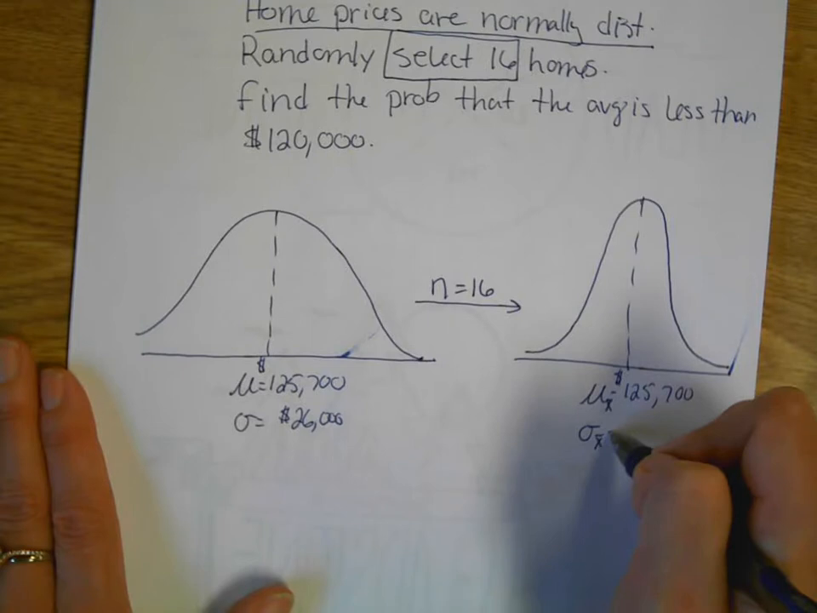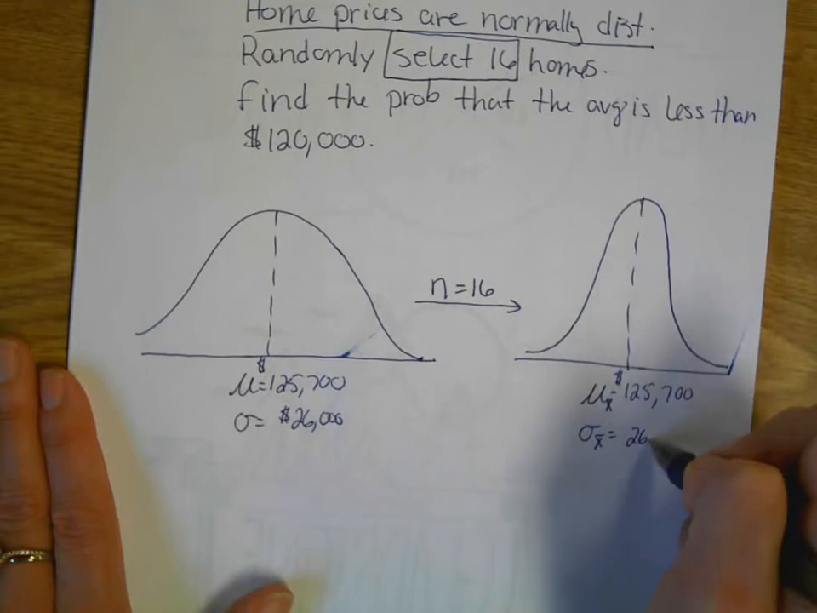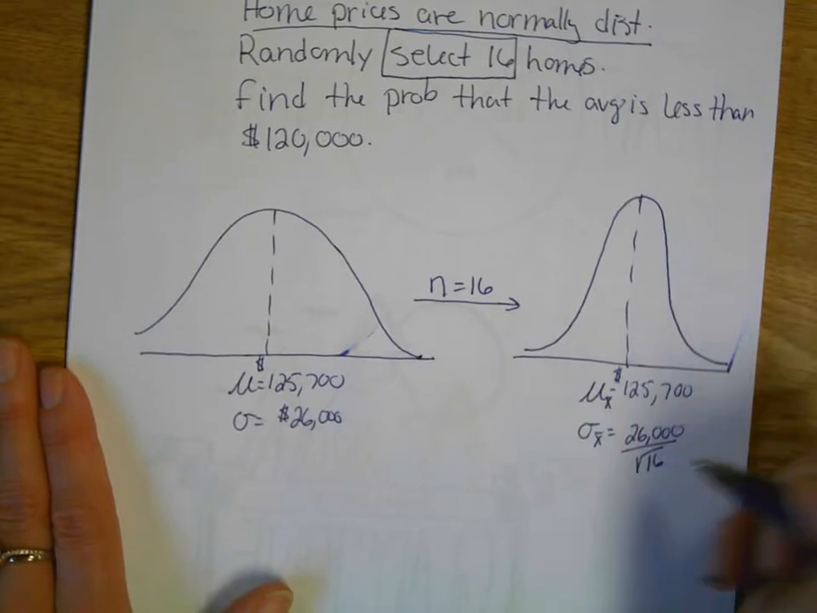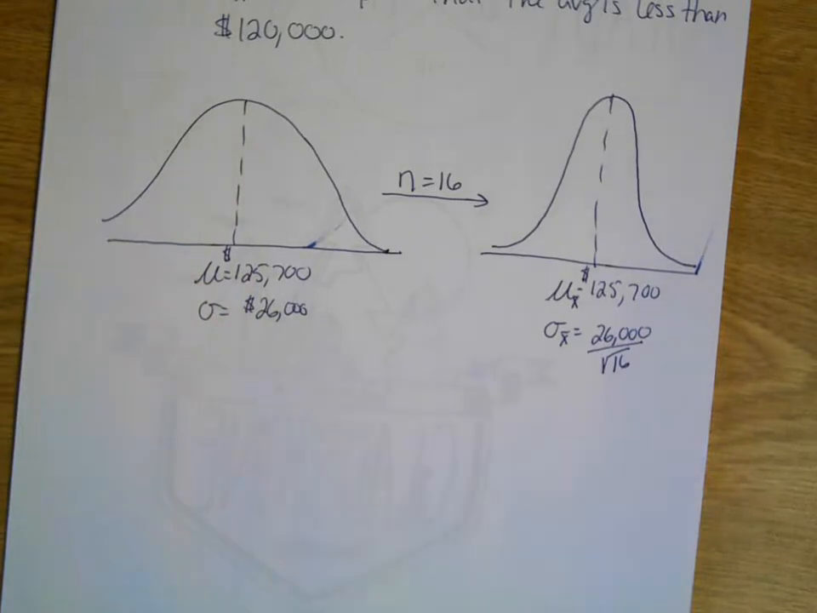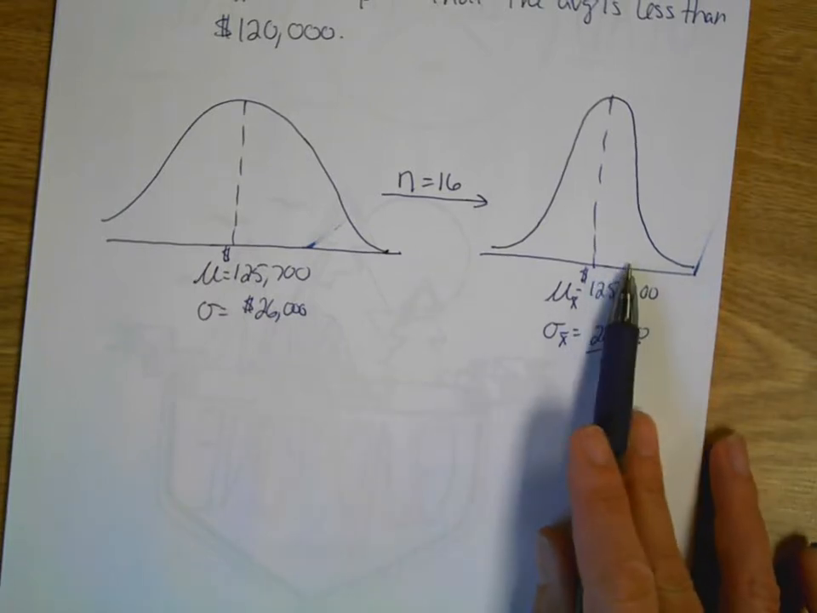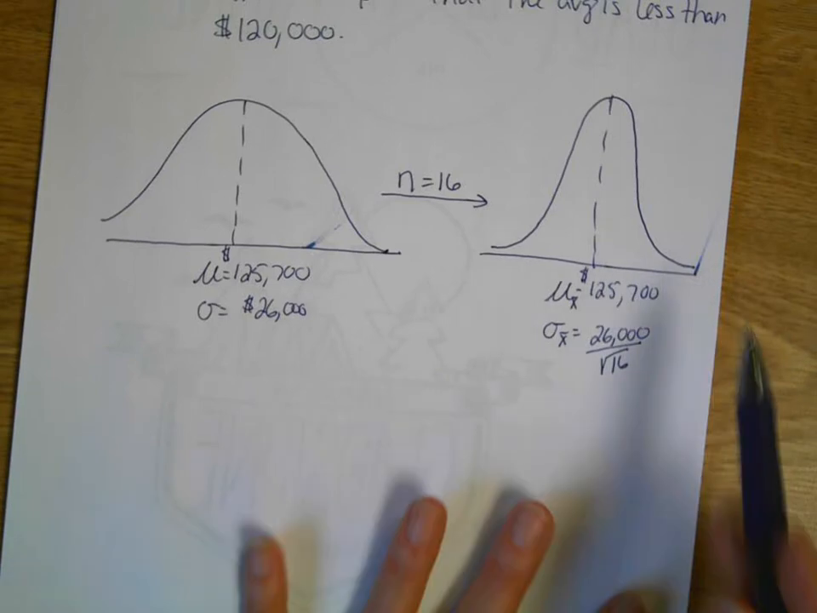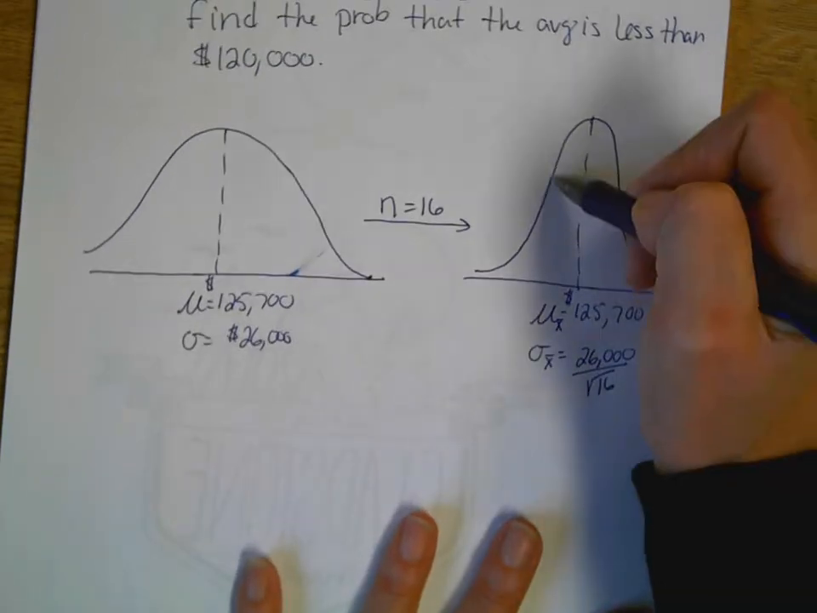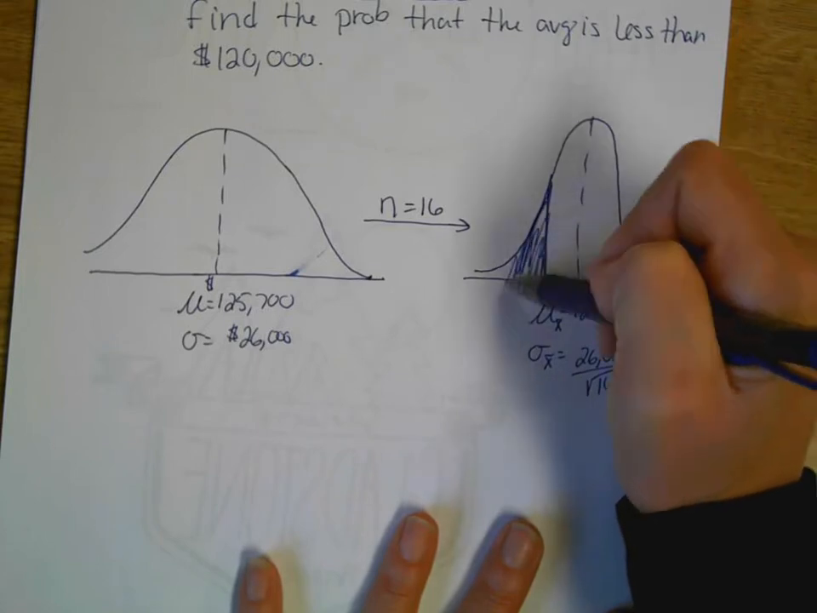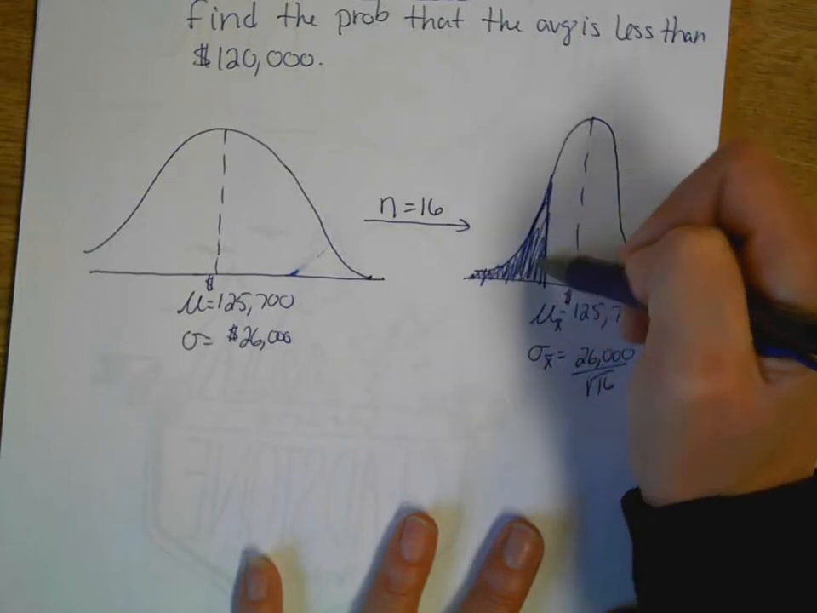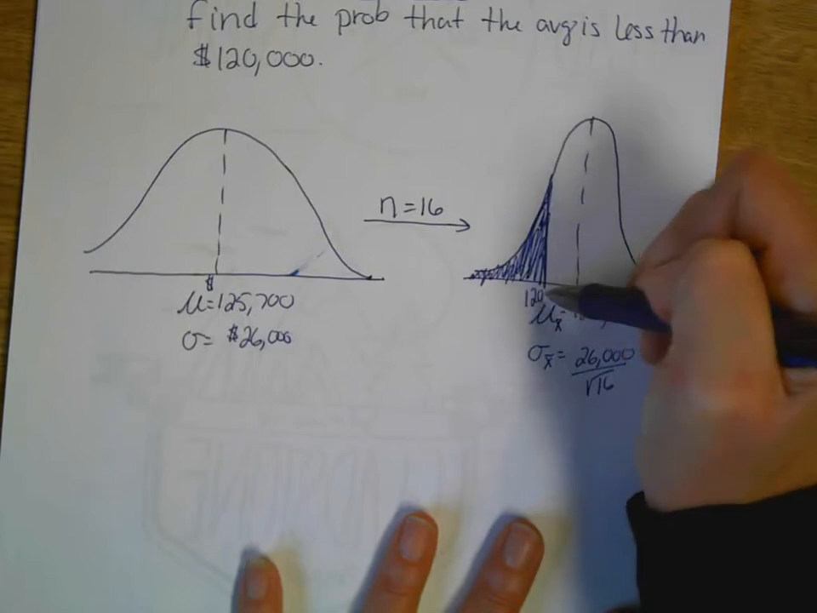Standard deviation gets smaller. Take the 26,000. Divide by square root of 16. So I could have put a 4 down there. And now our probability question is coming off of this graph here. It's the probability that the average is less than 120,000. So 120,000 is going to be back here. And we're looking to be less than. So we're looking for that area.